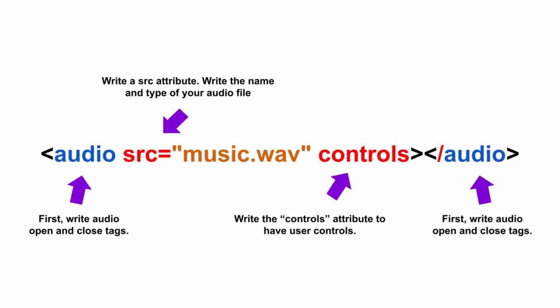To write an audio element, first write the open and close tags, both with the keyword of audio. After the keyword in your open tag, write a src attribute, short for source. Follow it by an equal sign and a set of quotes. Inside the quotes, write the name of your audio file and its type after the dot.